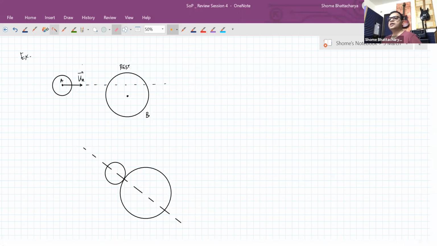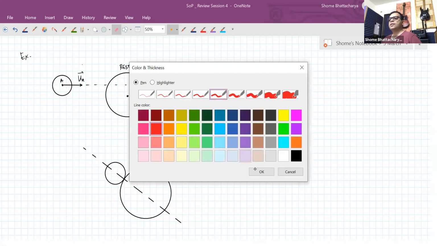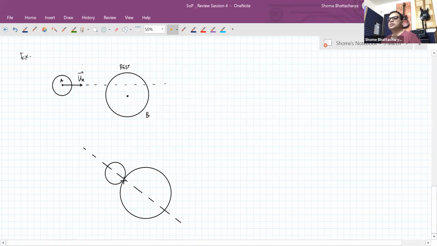So what will happen is that as they collide, the impulse they apply on each other will be along this line. This one will experience an impulse in this direction backwards, and this one will experience an impulse in this direction forward. So this will be the axis of impulse on B because of A, and this will be the direction of impulse on A because of B. You can see that that is along the line of impact, or the axis of impact, which is the center to center line.